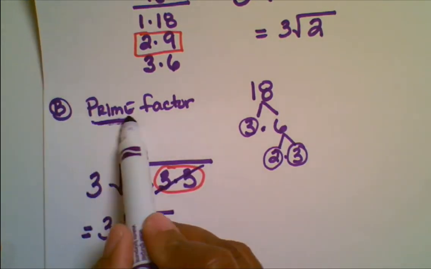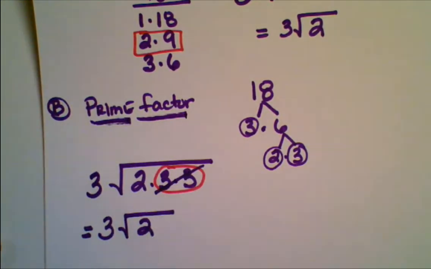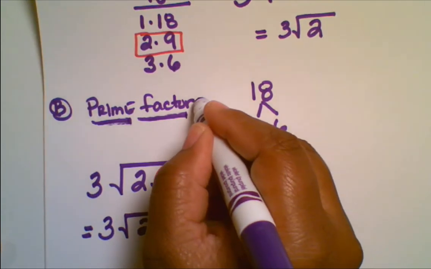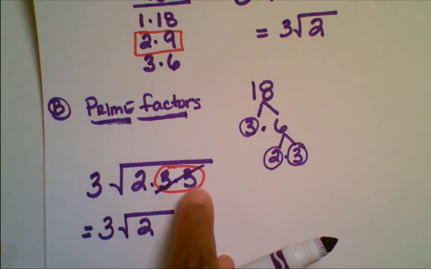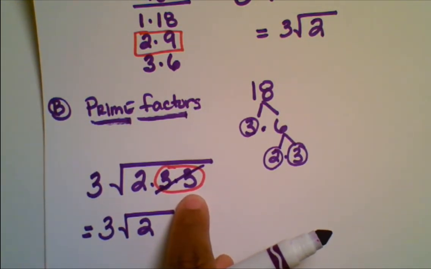So the choice is yours now, but I will say for the rest of the lesson, I'm going to use the prime factors method. Let's do it that way. I'm going to use this method because, like I said, I see less errors, and then it gets you thinking about how to find the prime factors of a given composite number.